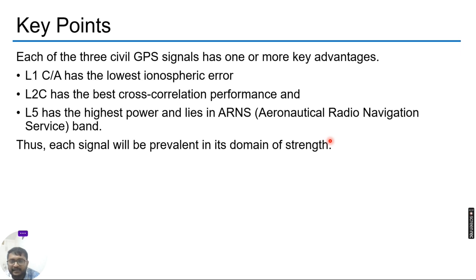Then the L2C code has the best cross correlation performance, and L5 has high power and it can penetrate through trees and canals easily. So that's why it is more useful for high-end applications like the aeronautical radio navigation service and so on. Thus each signal will be prevalent in its own domain. So according to our applications, we can use it.